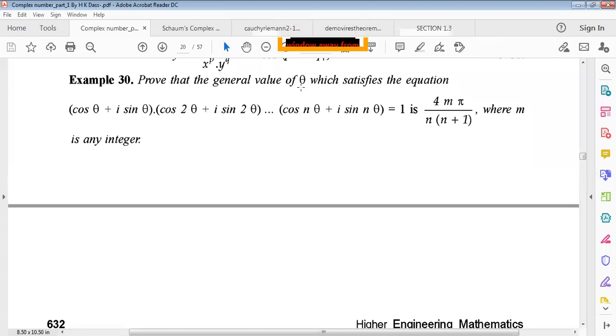Prove that the general value of theta which satisfies the equation. This is the equation: multiplication of n complex numbers in polar form, (cos theta + i sin theta)(cos 2theta + i sin 2theta)...(cos n theta + i sin n theta) equals 1. And this will be 4m pi divided by n(n+1), where m is an integer. That means this is the solution of this equation that we have to prove.